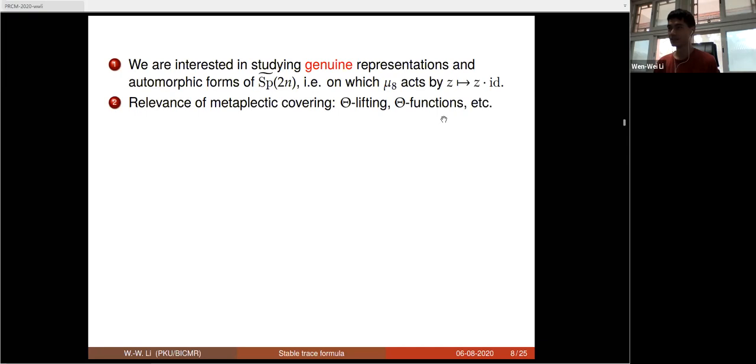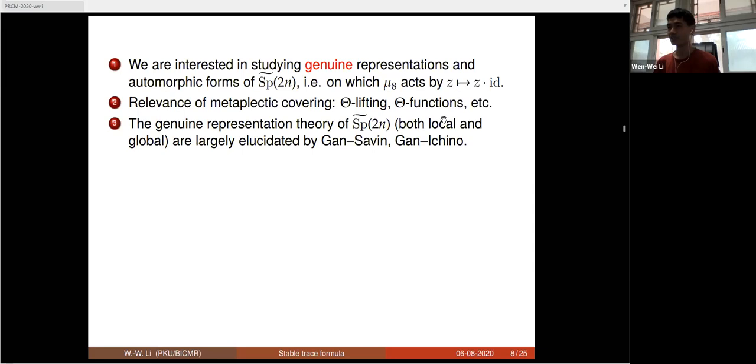And by using theta lift, the representation theory of metaplectic groups is nowadays quite well understood by the works of Gan-Savin and Gan-Ichino, and of course there are some other people involved in this program. But all these are based on theta. So this is something which is external to the metaplectic group. So you have to embed it into a larger group and do some smart tricks.